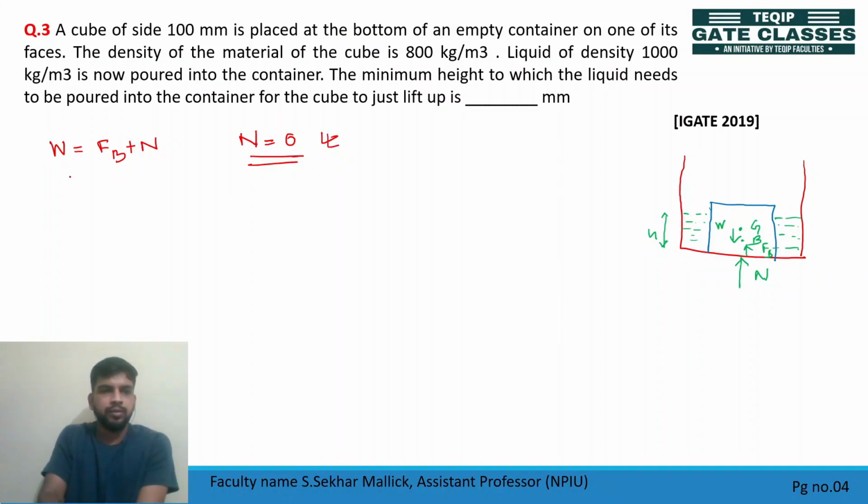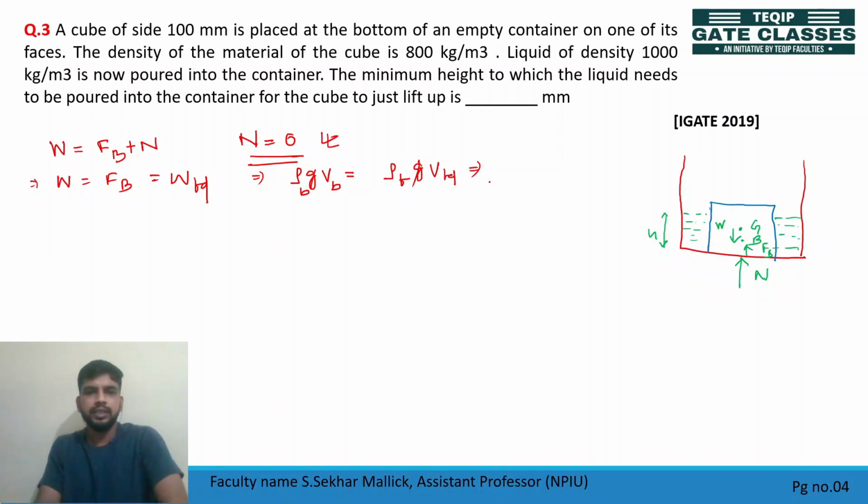ओके, so in that condition W will be the buoyant force, weight of the body will be the buoyant force, that is equal to weight of fluid displaced. Okay, now equate this. What is weight? Weight of the body is how much? Rho G and V. Rho of body, G, volume of body is equal to weight of fluid displaced, rho of fluid, G, volume of fluid displaced, G got cancelled. Okay, now what is rho of body? It's given 800 into volume of body.